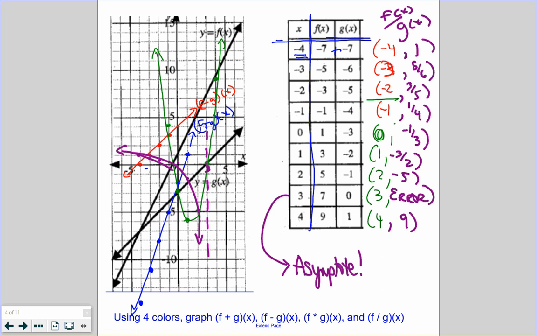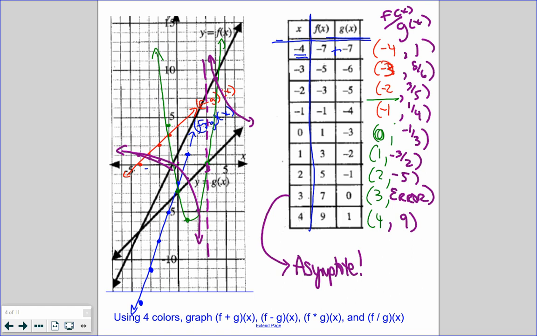And then at (4, 9) we have a point up here at (4, 9). So chances are it's going to be something like that because it's going to be a rational equation. Okay? So that's how we do it graphically.